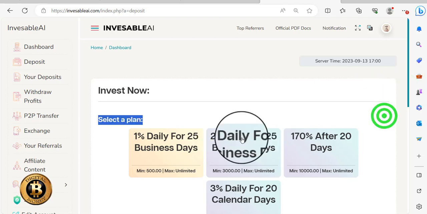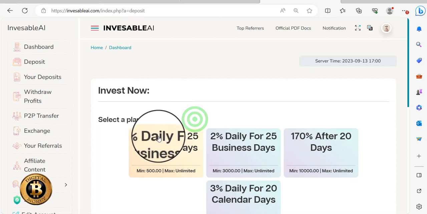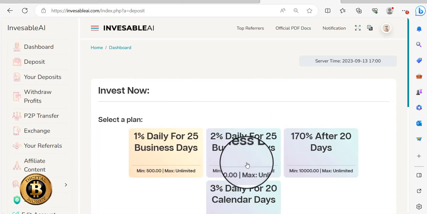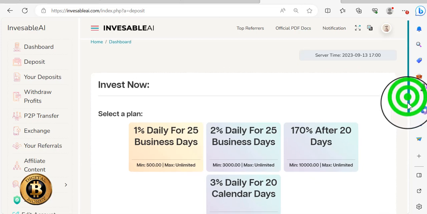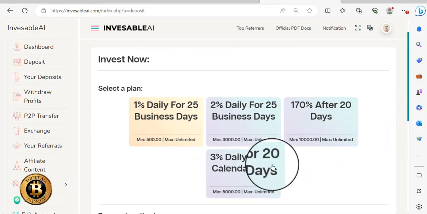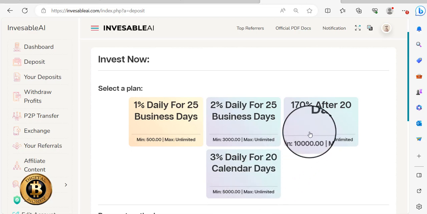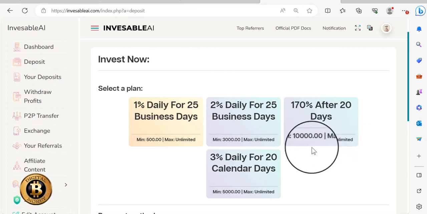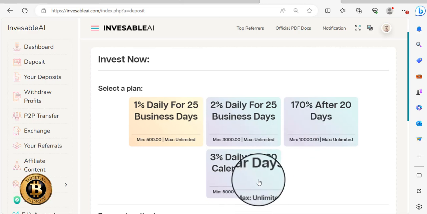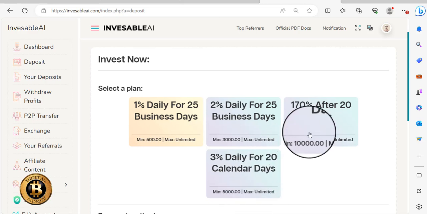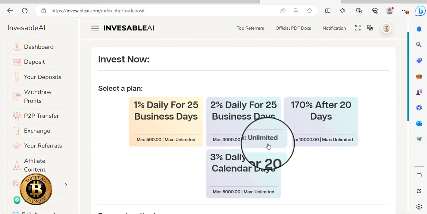These are the other plans that they have right here. They have a 1% for 25 days, minimum 500. They have these two promo plans. Not sure when these are going to go away or not, but there's a 3% for 20 calendar days, 5 grand minimum, and a 70% for 20 days, and that is a 10 grand minimum. Okay, so these amounts could go up. I'm suspecting they probably will after the promo, but at any rate, hey, get in where you fit in.